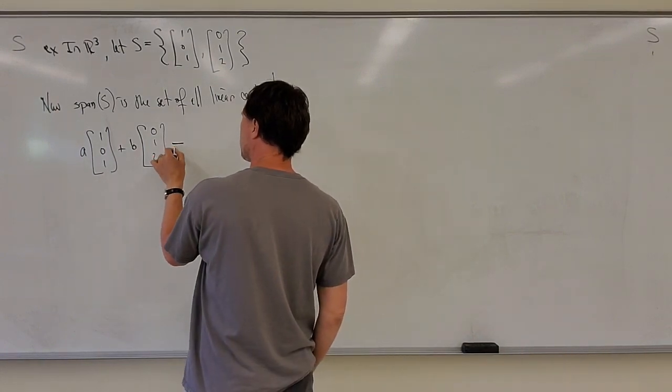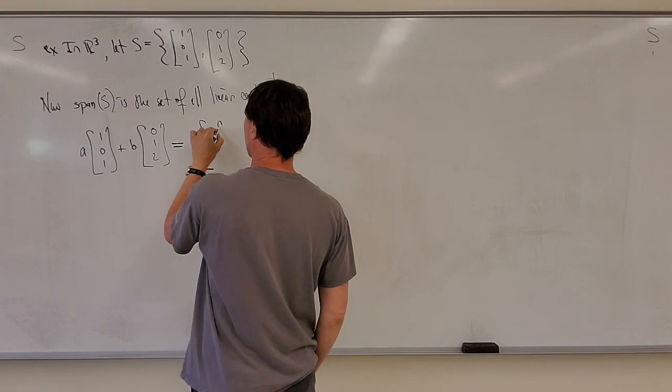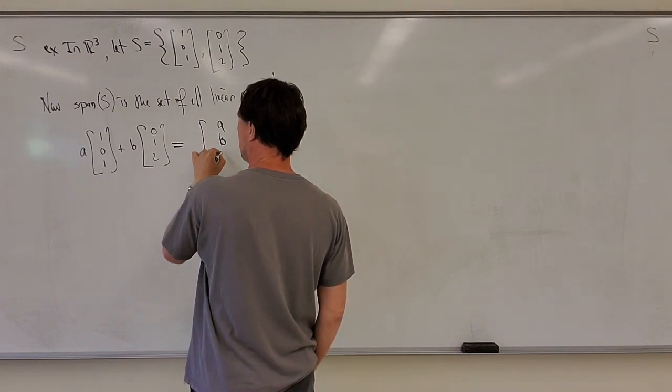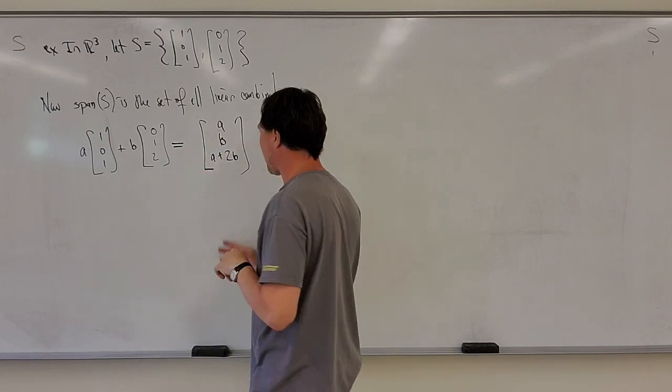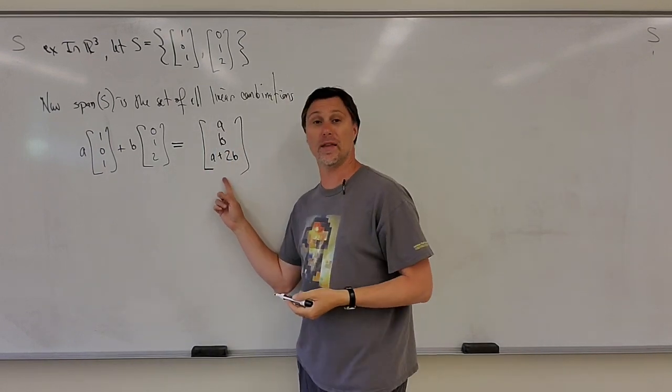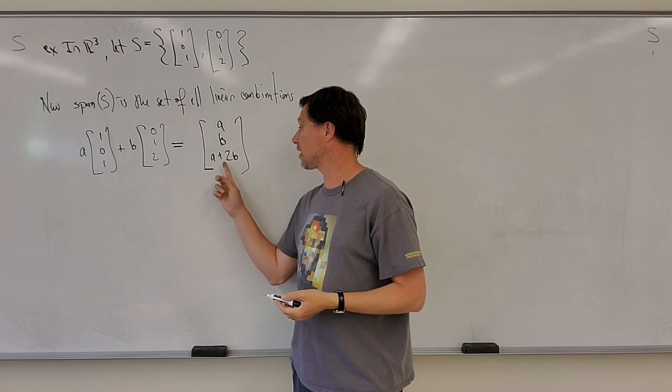And if I join this together, let's see what I get. I get the vector A, B, and A plus 2B. So the span of S is the set of all vectors that look like this: A, B, and then the last entry, A plus 2B.